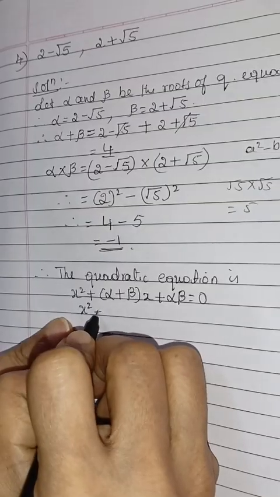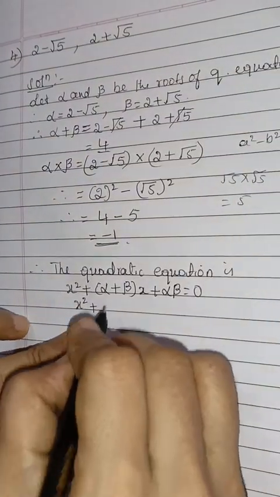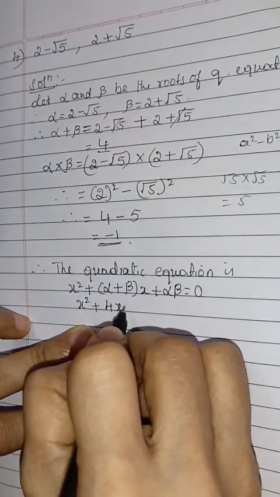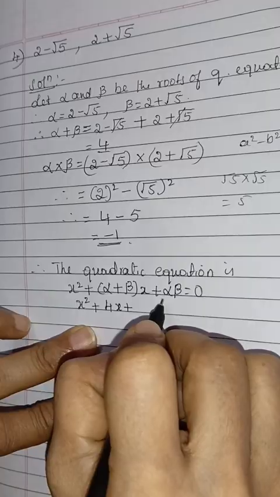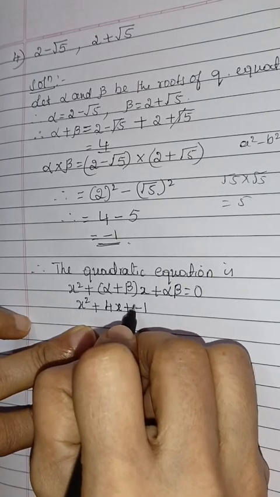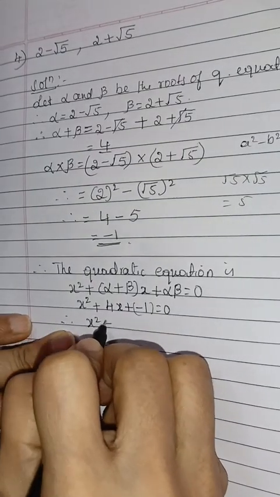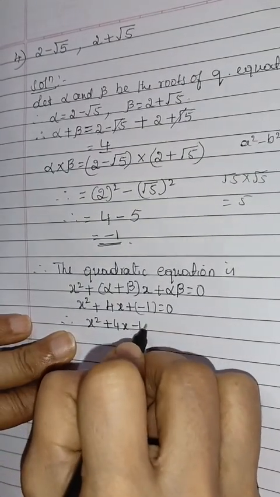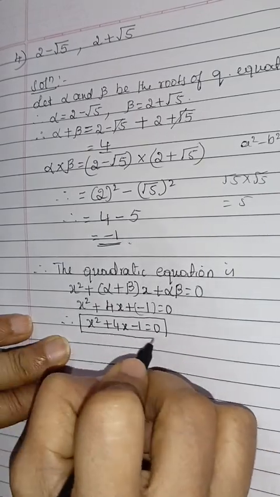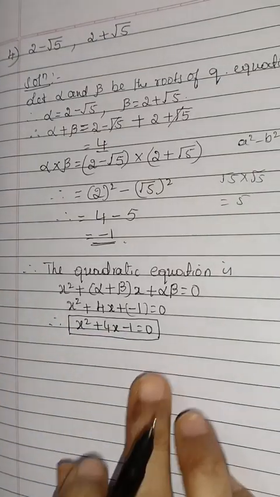X square, this is 4x plus this is minus 1, minus 1 equal to 0. Therefore x square plus 4x minus 1 equal to 0. This is the required quadratic equation. Okay, x square plus 4x minus 1 equal to 0.